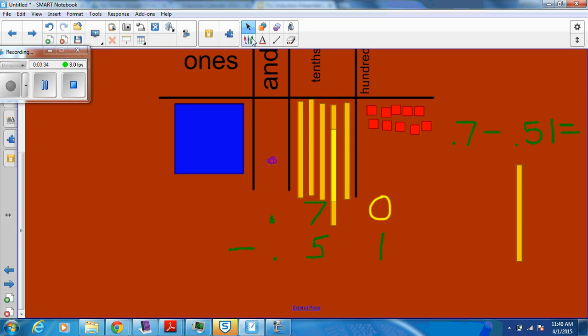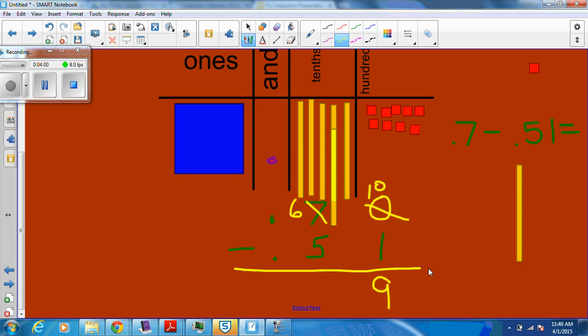So what I did, I'm going to show you in my numbers. I regrouped one of my tenths and it became a 6, and then I made 10 hundredths. So now I can take away 1, and I'm going to do that now. I'm going to take away that 1. And that leaves me with 9. So that's what I'm going to write here. 9. I forgot to put my line here.